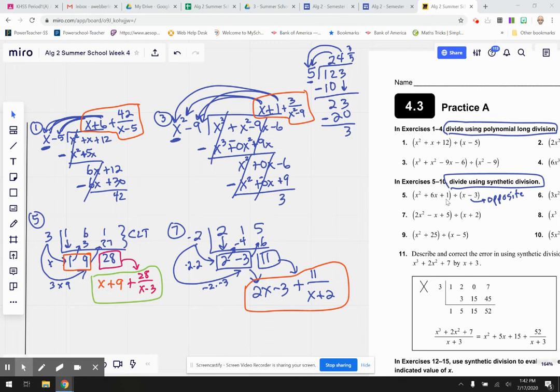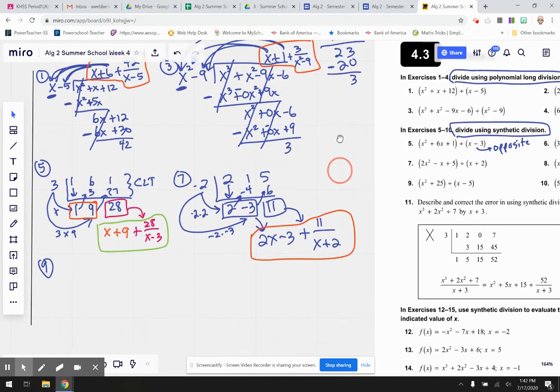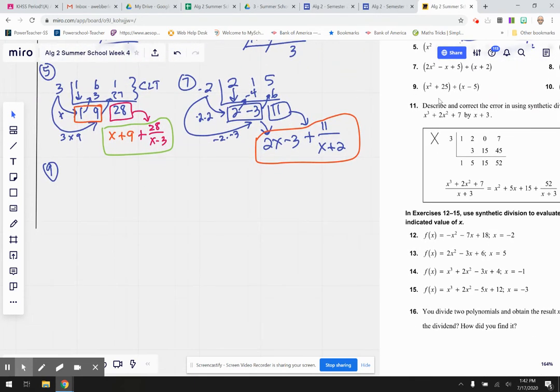Okay, number 9 right over here. Oops, I don't want it red. Let's do the work in blue. Okay, so number 9. This one's going to take a little bit of zeros because we've got the x squared and then a 25. We don't have any x terms in there, but we do have the last number with minus 5, so we're going to need a plus 5. And then we're going to need a 1, a 0, and a 25.